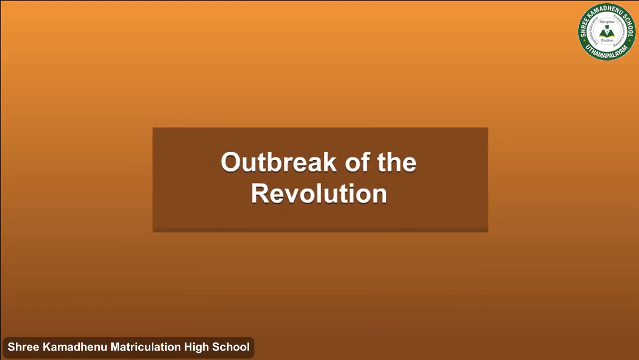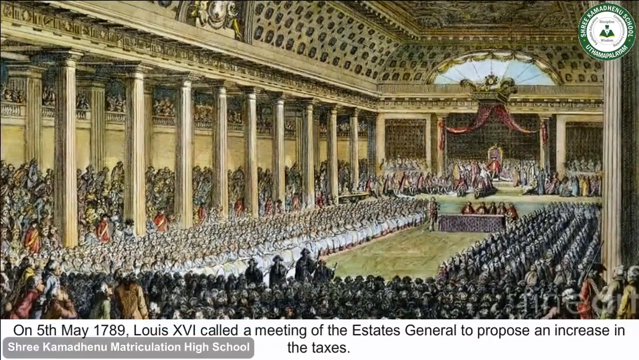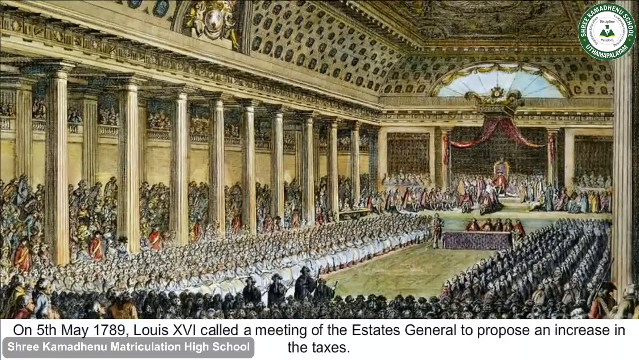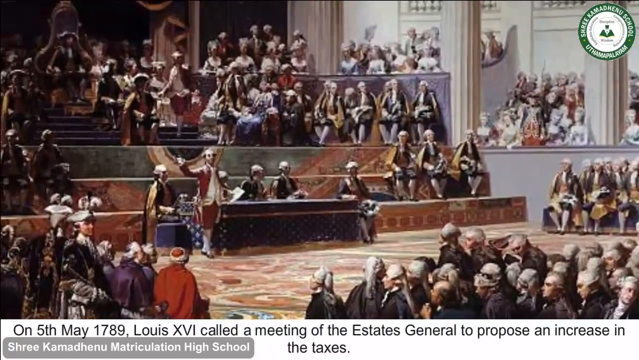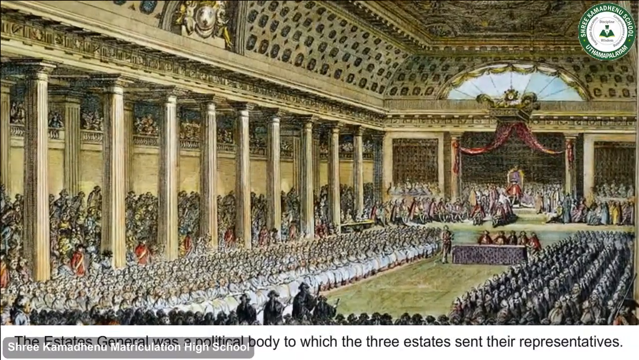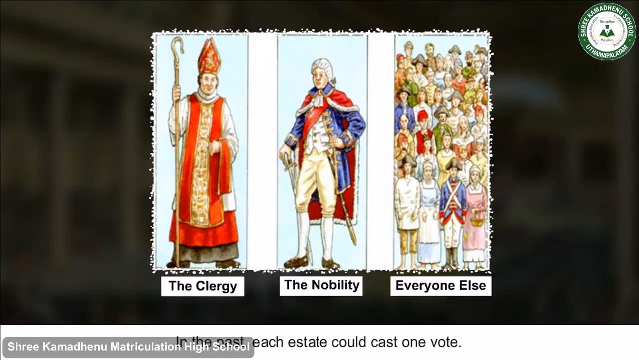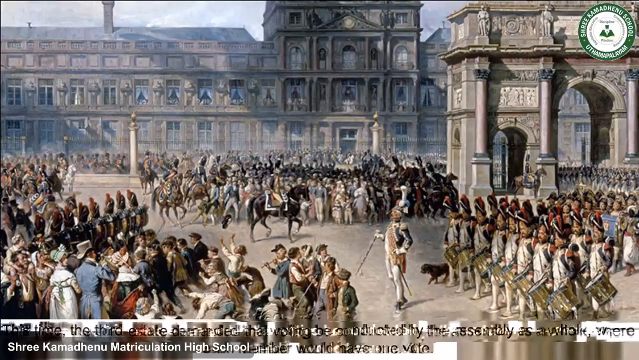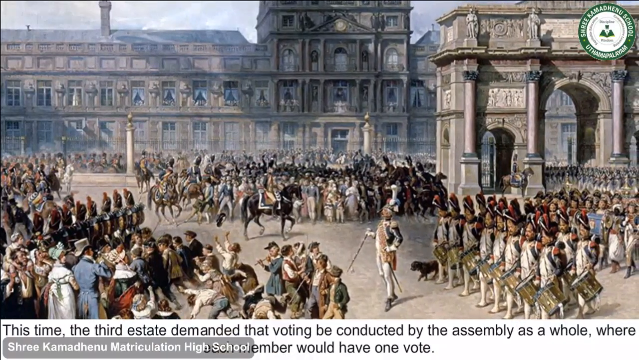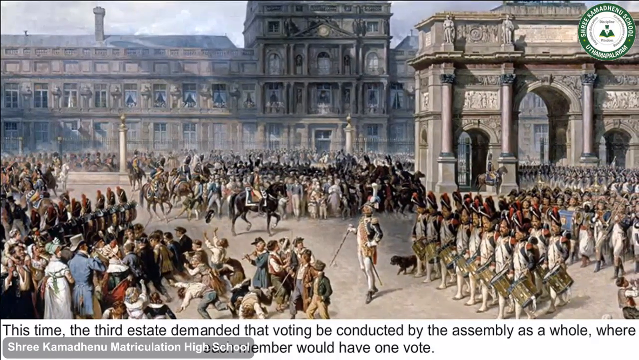Outbreak of the Revolution. On 5th May 1789, Louis XVI called a meeting of the Estates General to propose an increase in the taxes. The Estates General was a political body to which the three estates sent their representatives. In the past, each estate could cast one vote. This time, the third estate demanded that voting be conducted by the assembly as a whole, where each member would have one vote.